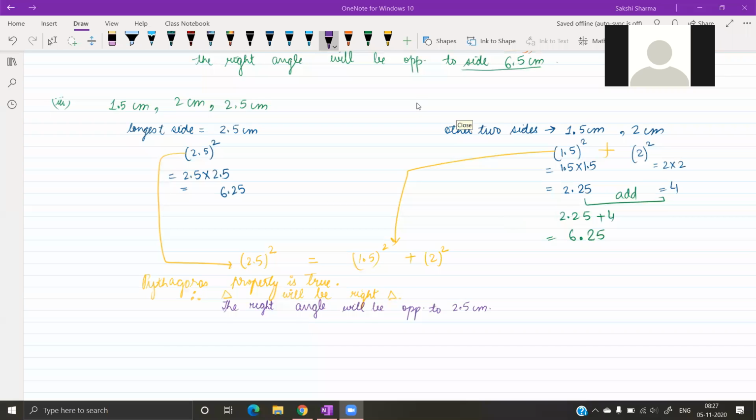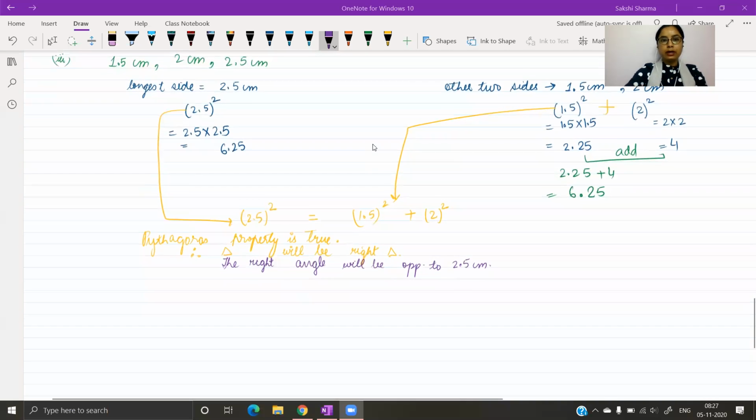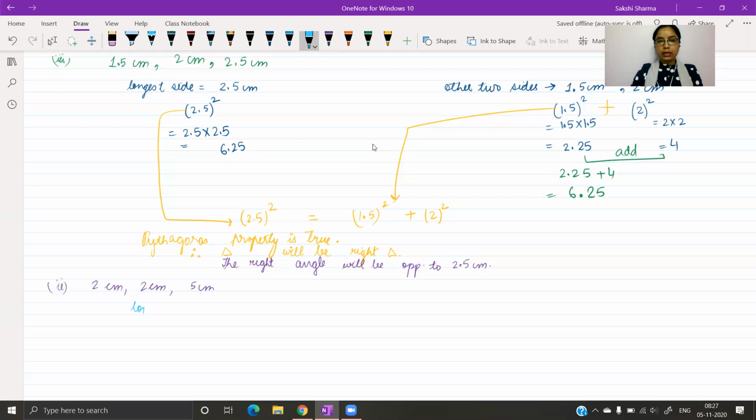Let's write that. We are going to write that in a while. I hope everyone's written. We are going to do the one part we have left. Second part. These sides are 2 centimeters, 2 centimeters, and 5 centimeters. So start working out your answer. Longest side is 5 centimeters and the other two sides.